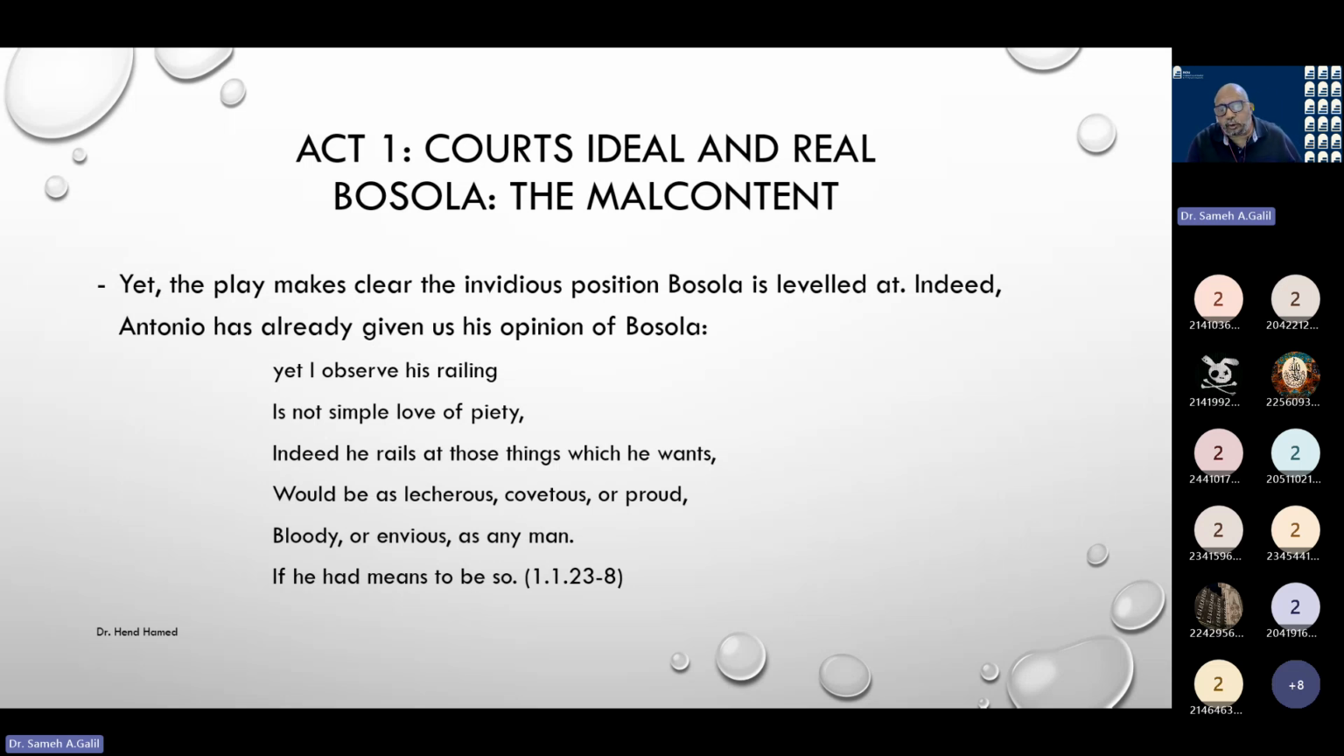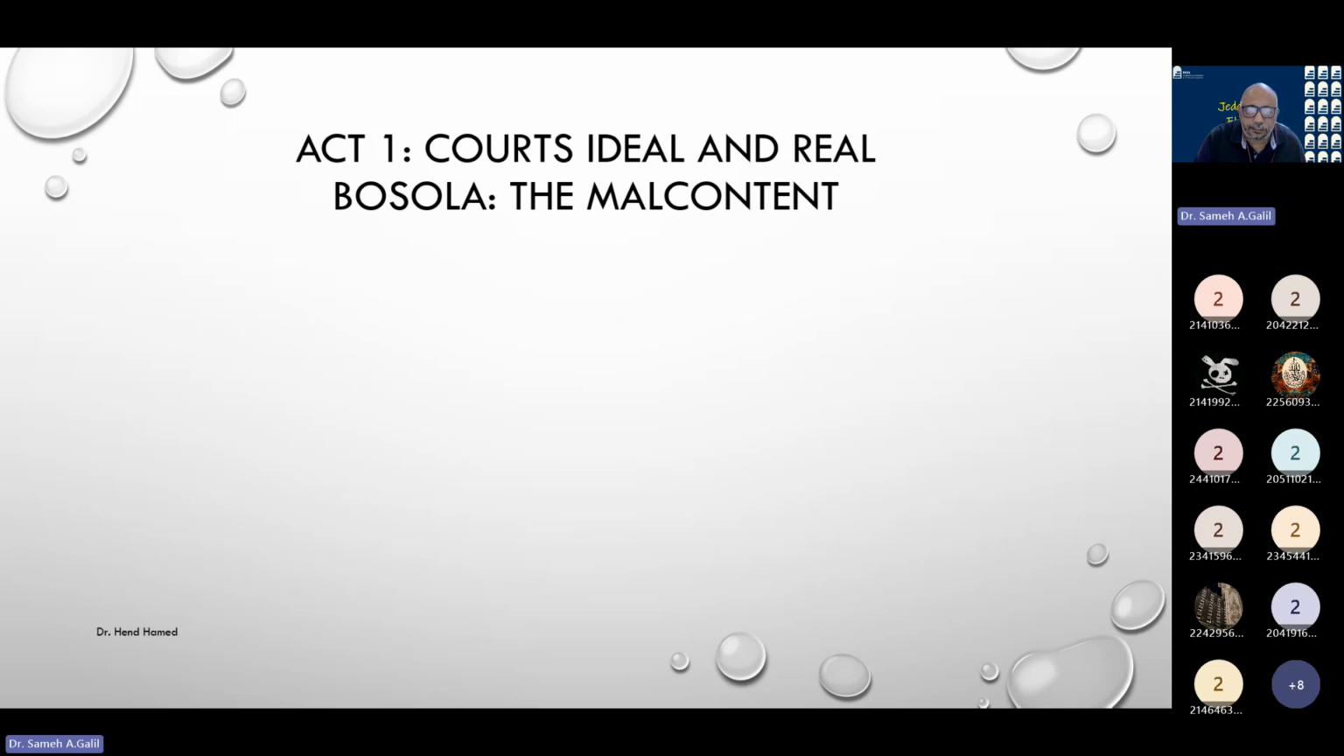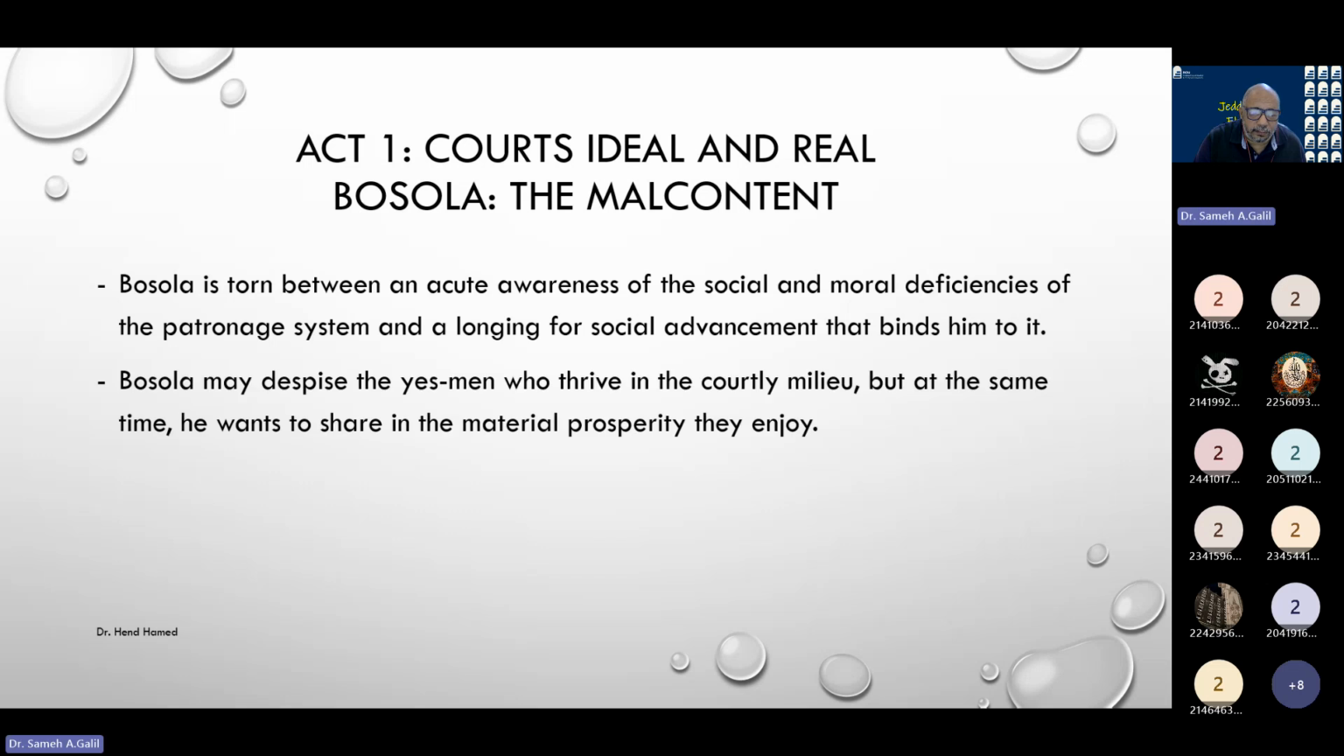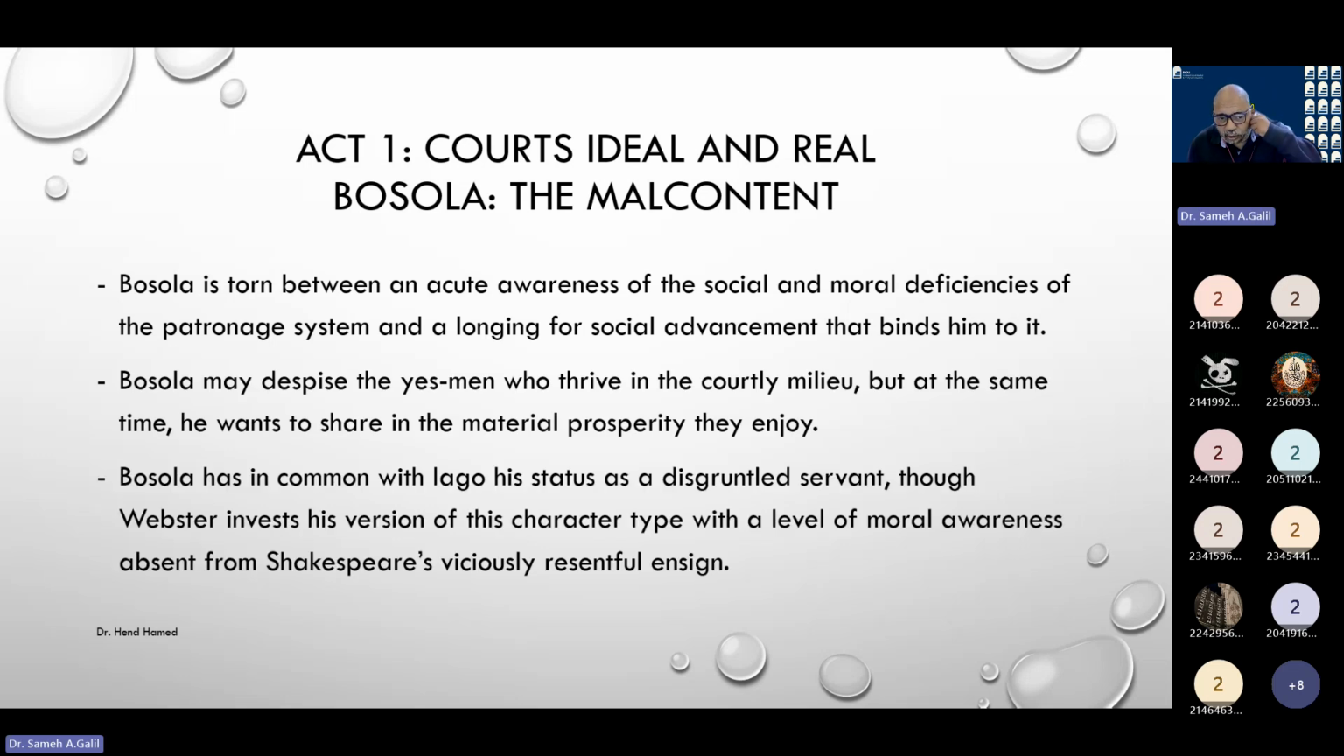So again, if anything, and as we're going to discover later, Antonio is a good judge of character. Again, at the end, when he gets married to the Duchess, we don't get surprised or shocked. So again, Bosola is torn between an acute awareness of the social and moral deficiencies of the patronage system and a longing for social advancement that binds him to it. So he is torn apart between those two extremes. He wants to advance, and at the same time, he thinks that the system is corrupt. So Bosola may despise the yes men who thrive in the courtly milieu, but at the same time, he wants to share in the material prosperity they enjoy.